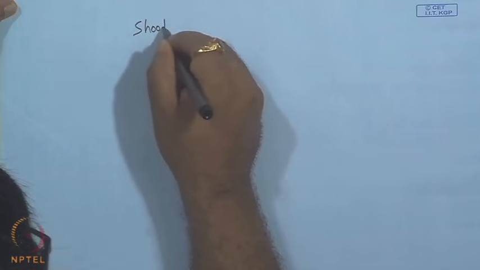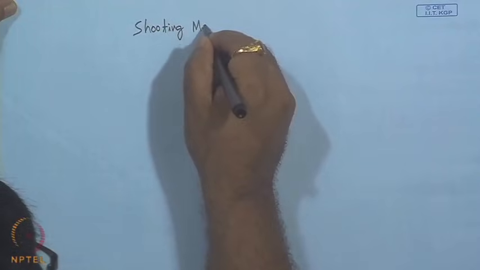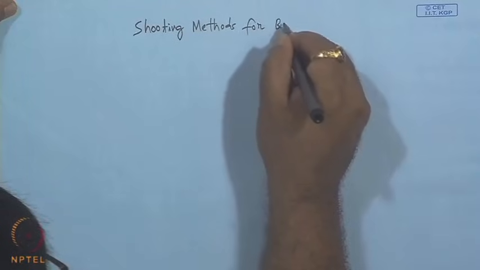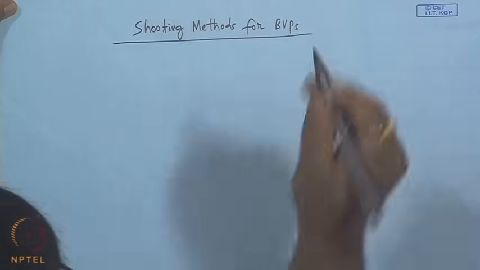As the word suggests, to reach the target, sometimes we may undershoot and sometimes we may overshoot, in the sense we may reach above the target, sometimes below the target. So, the main idea here is with what angle we should fire, so that we reach the target. This is kind of intuition. So, let us start discussing shooting methods for boundary value problems.